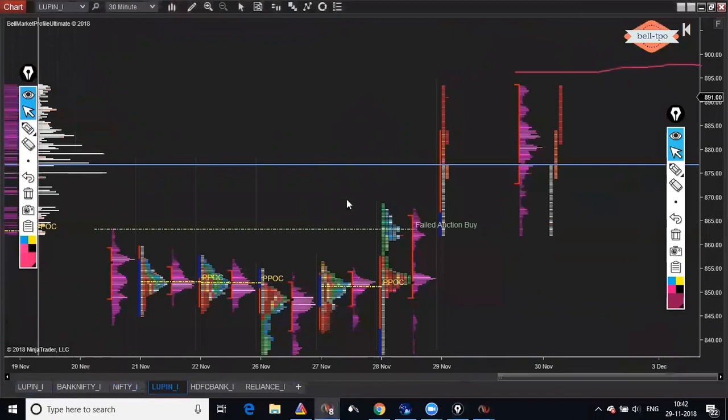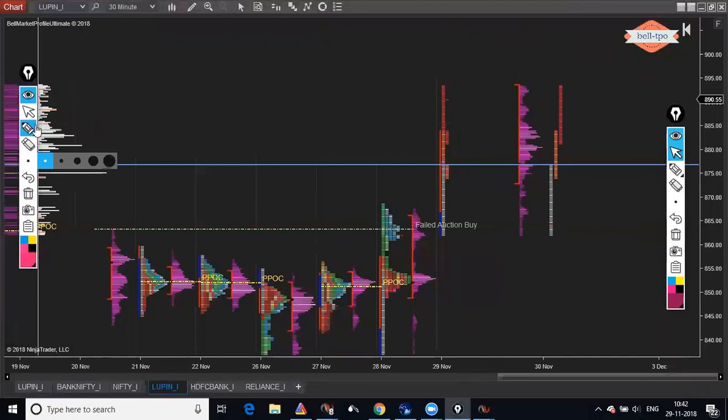The single print zones are your potential target. Or even if the day is going to print like a P-shape profile, you can expect some P-shape activity either in this band or so.